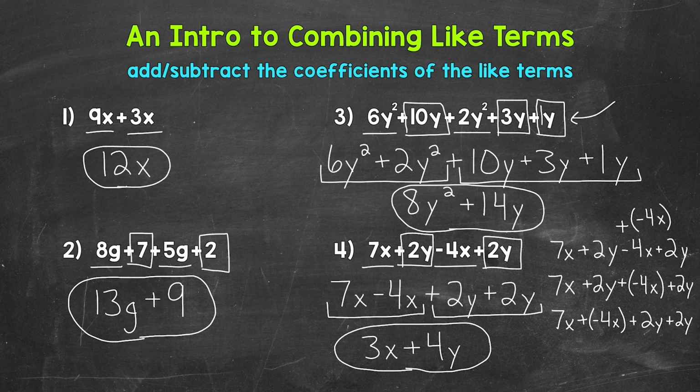Now we can combine like terms. We have 7x plus negative 4x. That gives us 3x. And then we have 2y plus 2y. So that gives us plus 4y. 3x plus 4y that way as well. So that's just another strategy to be aware of. So there's an intro to combining like terms. Let's move on to more examples and continue to work on simplifying expressions by combining like terms.